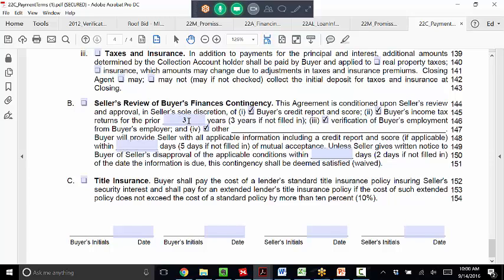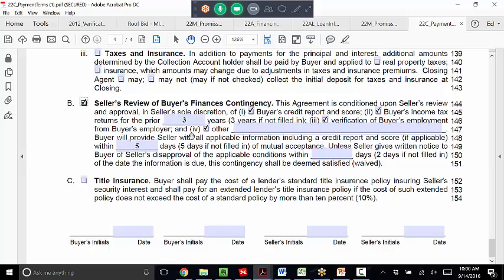Buyer will provide seller all applicable information, including a credit report and score, if applicable, within 5 days of mutual acceptance, unless seller gives written notice to buyer of seller's disapproval of the applicable conditions within 2 days of the date the information is due. This contingency shall be deemed satisfied. So I basically get to act as an underwriter in this example of Doris and decide, is she a good bet? If I'm going to lend her money, which is in essence what I'm doing, right?